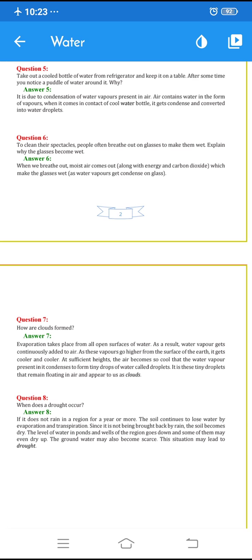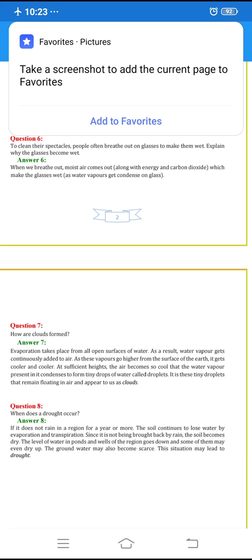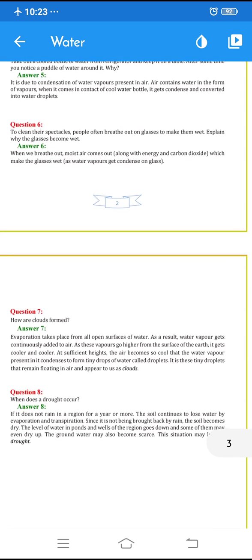Now let's go for question number 6. Let me read that. To clean their spectacles, people often breathe out on glasses to make them wet. Explain why the glasses become wet. If you notice your elderly parents or grandparents, when they want to wash their spectacles, they don't put water on them. What they do is just breathe out on the glasses of the spectacles to make them wet. So explain why the glasses become wet.